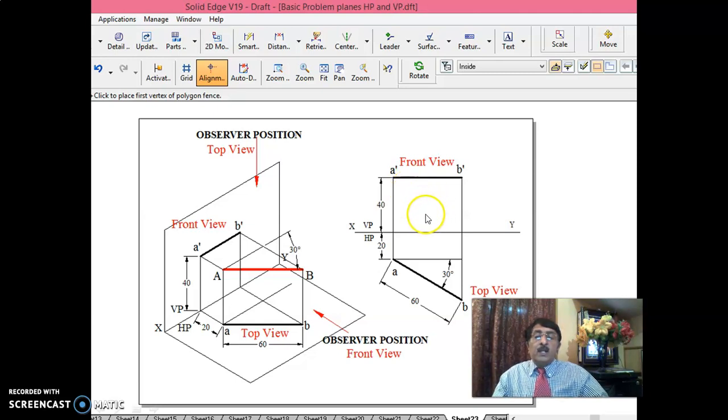As you see here, you can clearly say one end of the line is 20 mm in front of VP. The line is inclined at 30 degrees to VP. The line measures 60 mm and the line is 40 mm above HP. Once you do this, look at this only: A dash B dash parallel to XY line means the line is parallel to HP. That you can clearly say, it is true length in the top view. This is true length.